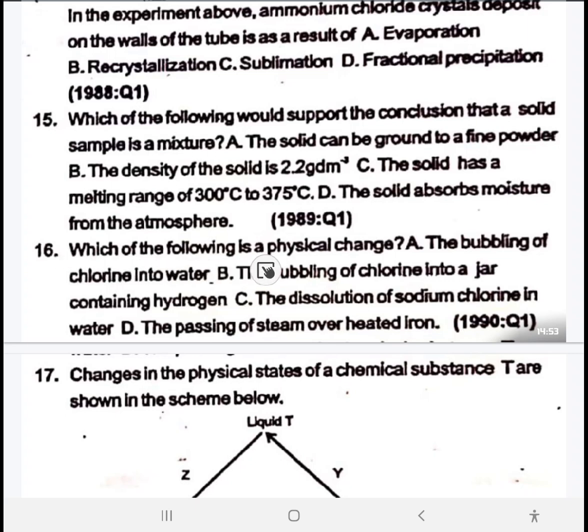16. Which of the following is a physical change? 16 is dissolution of sodium chloride in water. If you put salt inside water, you could also heat it and get your salt back. You remove the water and your salt will be left.